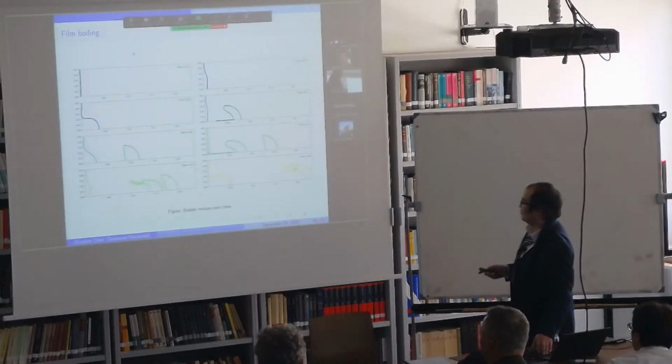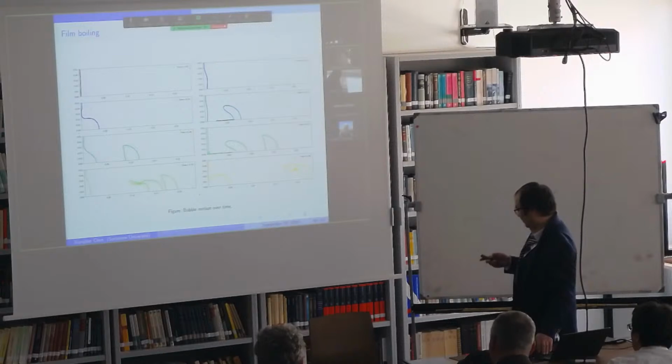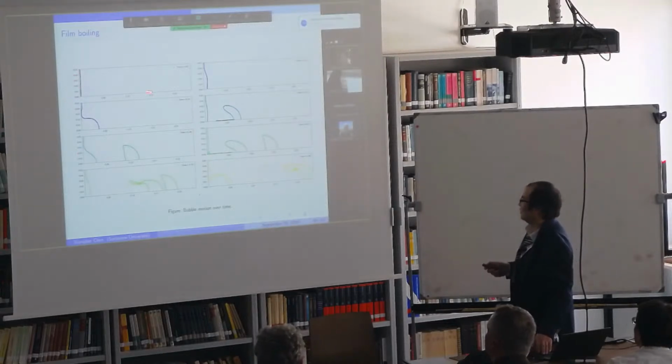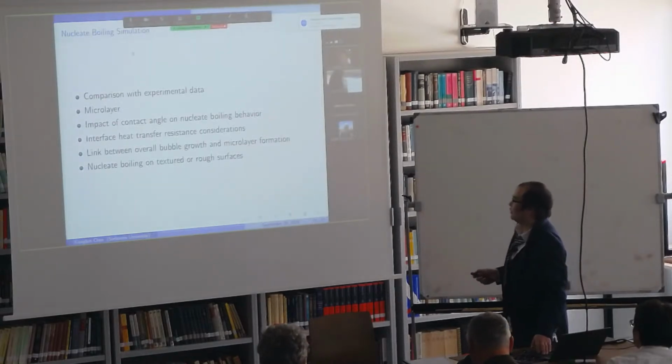And for the film boiling, I also only give the phenomenon. Initially you have a vapor bubble on the left, and then because of phase change, the bubble will rise, and finally there will be a series of bubbles, and these bubbles will merge. So finally we come to the nucleate boiling simulation.